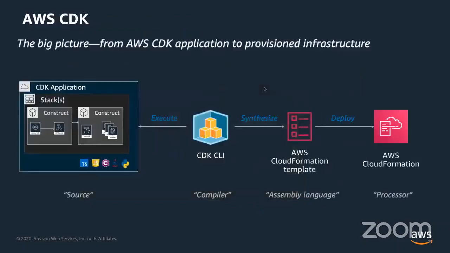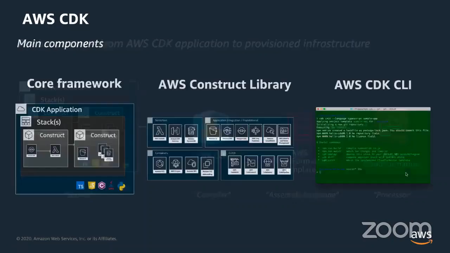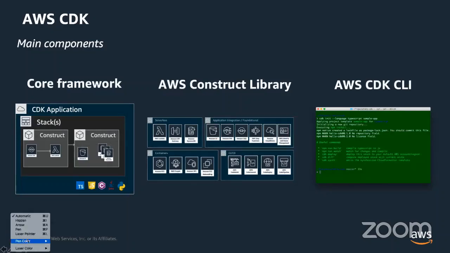So that's your core framework. You execute the CDK CLI, you use synthesize or synth as a command, and it generates a CloudFormation template. You could also use cdk deploy, and it will synthesize and publish the CloudFormation template to CloudFormation, and it will ultimately create the stack for you. So the main components of CDK: it's a core framework, there's a construct library, and there's a CDK CLI. Those are the three things that you need to remember when you're talking about CDK.